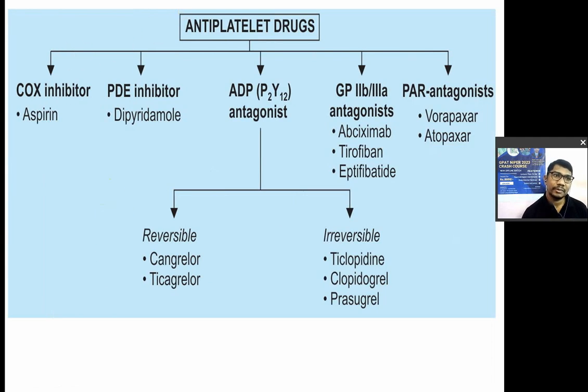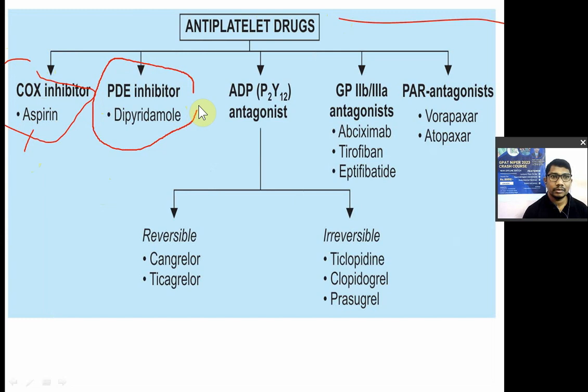Antiplatelets, they will prevent the platelet aggregation, right? Now in that you have COX inhibitors. COX inhibitor means aspirin. It will prevent the synthesis of thromboxane A2, right? Then phosphodiesterase inhibitor, which will increase the cyclic AMP level in the platelet. So dipyridamole. Then third one is the ADP receptor antagonist or P2Y12 receptor antagonist.